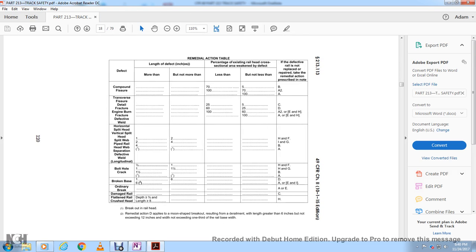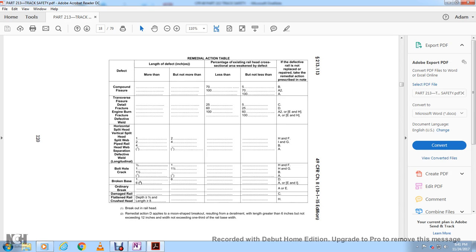Defects: compound fissure, transverse fissure, detail fracture, engine burn fracture, defective weld, horizontal split head, vertical split head, split web, piped rail, head web separation, defective weld, bolt hole crack, broken base, ordinary break, damaged rail, flattened rail, and crushed head.